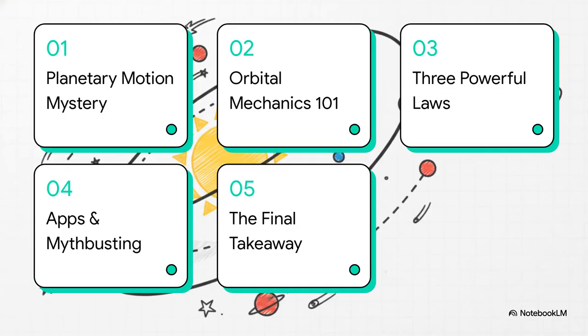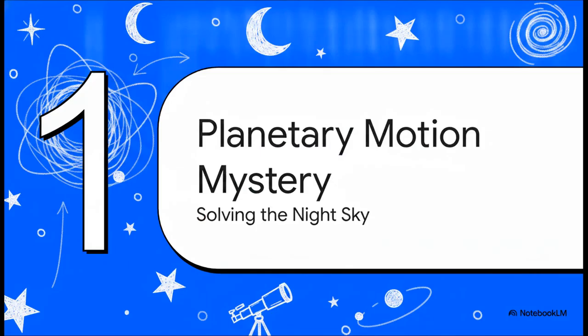To crack this astronomical code, here is our lesson plan for today. We'll cover: 1. The planetary motion mystery, 2. Orbital mechanics 101, 3. Kepler's 3 powerful laws, 4. Applications and myth-busting, and finally, 5. The final takeaway. All right, let's kick things off with part 1, the planetary motion mystery.